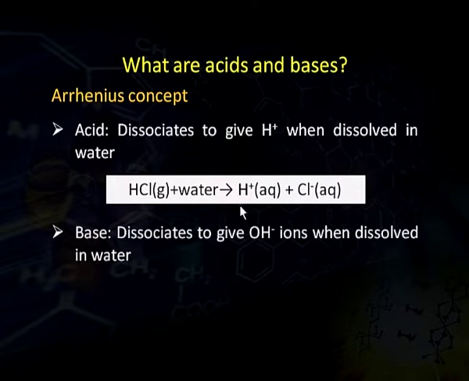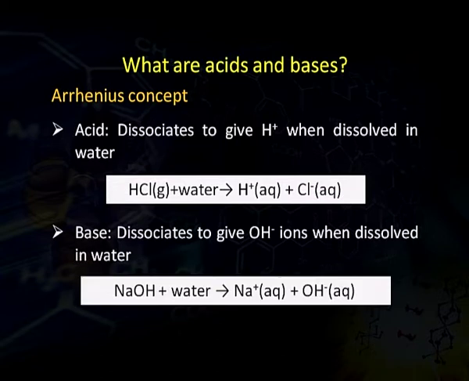An Arrhenius base is a substance which dissociates to give hydroxide ion, that is OH minus ion, when dissolved in water. For example, we have sodium hydroxide and water. When these two react, they form sodium ion and hydroxide ion. Since sodium hydroxide is giving hydroxide ion, it is categorized under the Arrhenius concept. So, these two are examples of an Arrhenius acid and an Arrhenius base.